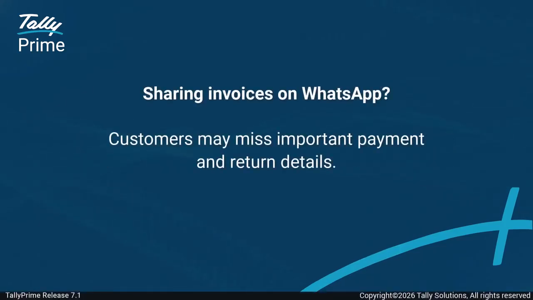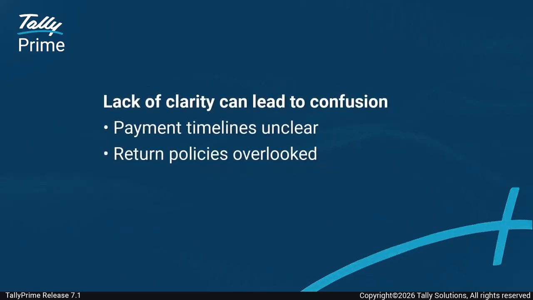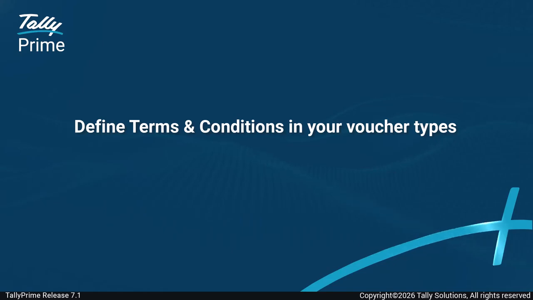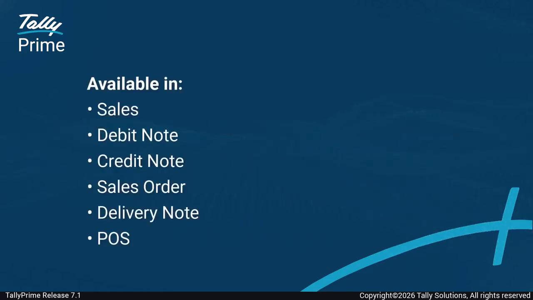Imagine you're a distributor who often shares invoices on WhatsApp. Customers sometimes might not be aware of the payment timelines or return policies, leading to unavoidable hassles at a later point of time. To avoid this, you can define terms and conditions in your sales, debit note, credit note, sales order, delivery note, and POS voucher types.